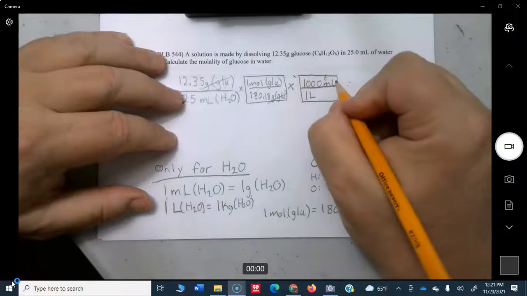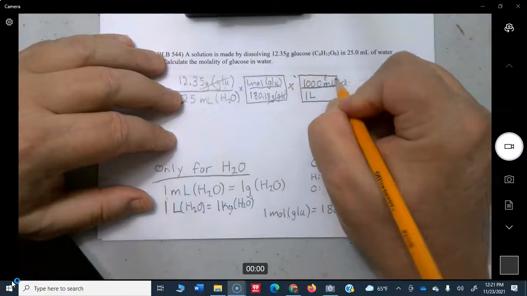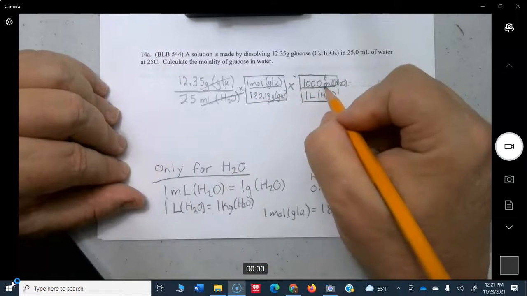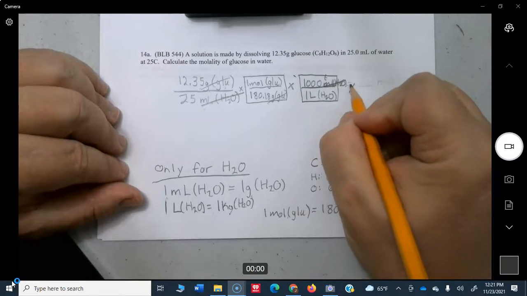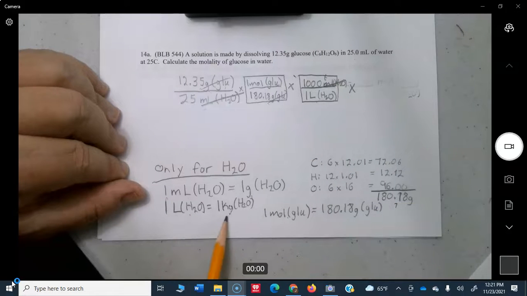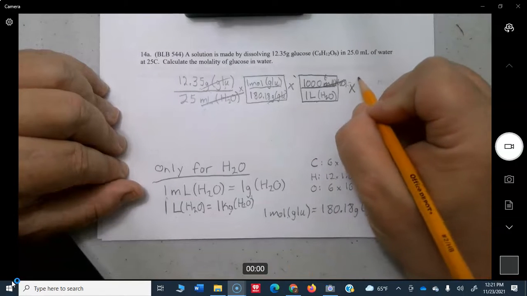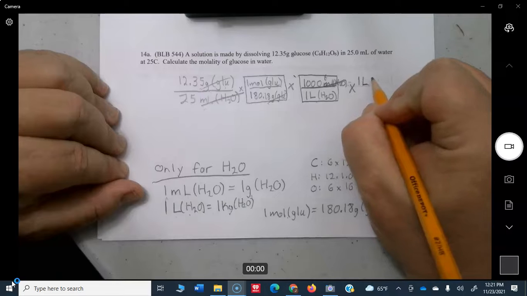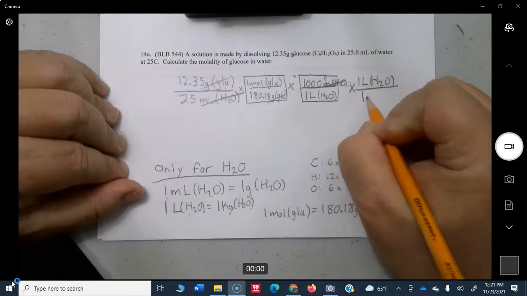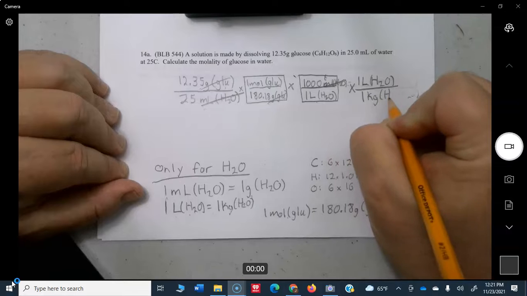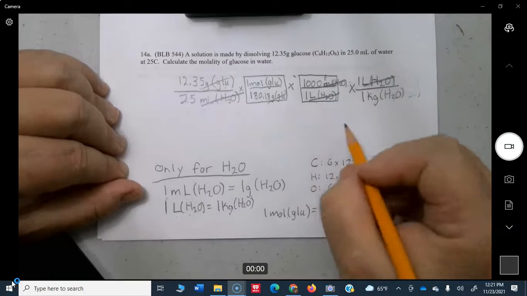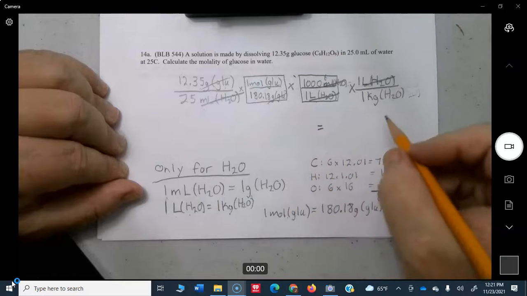Okay, milliliters of H2O, liters of H2O. Okay, so milliliters H2O cancels. And now we need to get from liters to kilograms, and there's our conversion right there. So it's 1 liter H2O for every 1 kilogram of H2O. Liters H2O cancels. So now I'm going to go ahead and move down here for the answer.